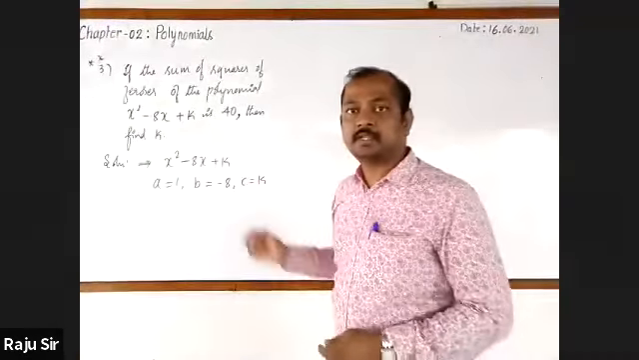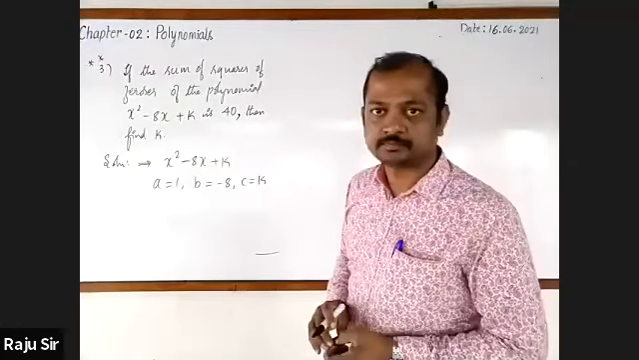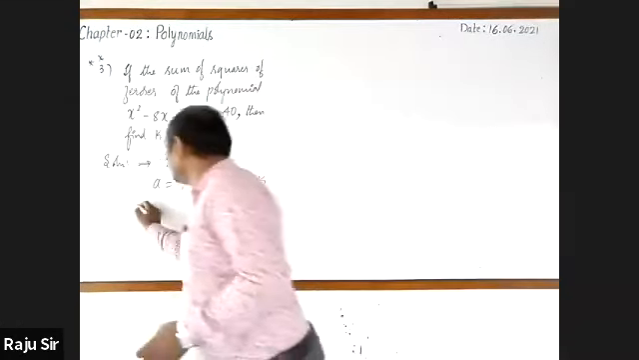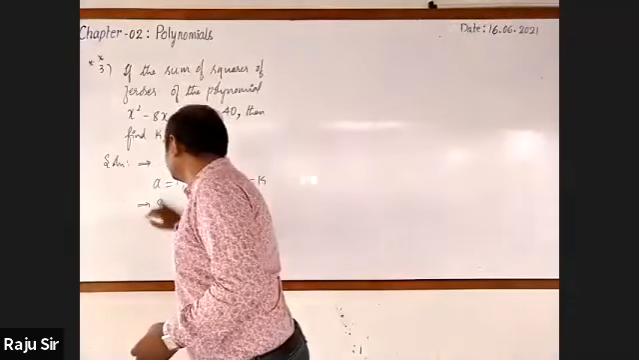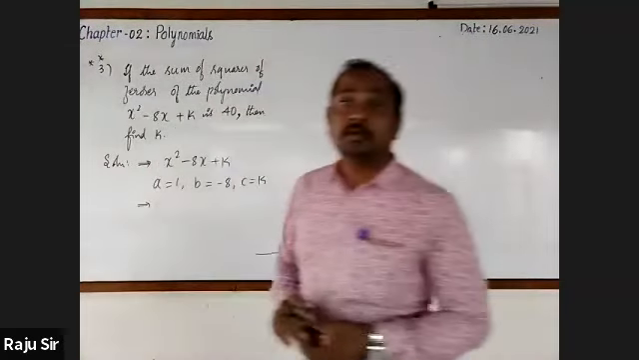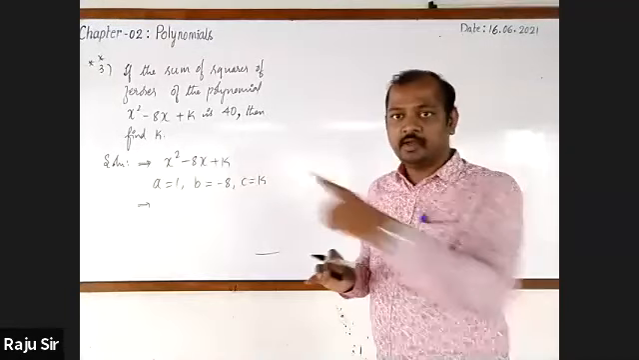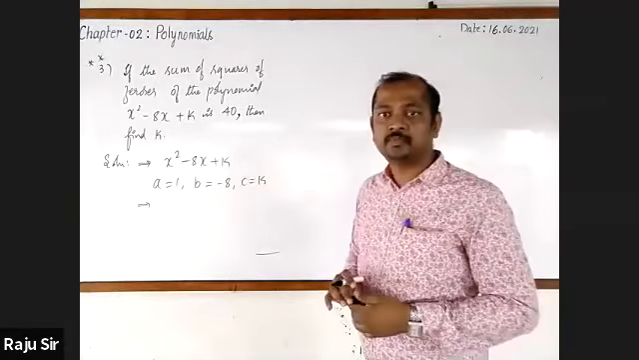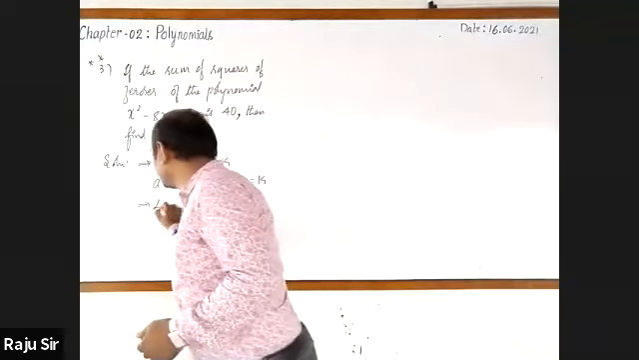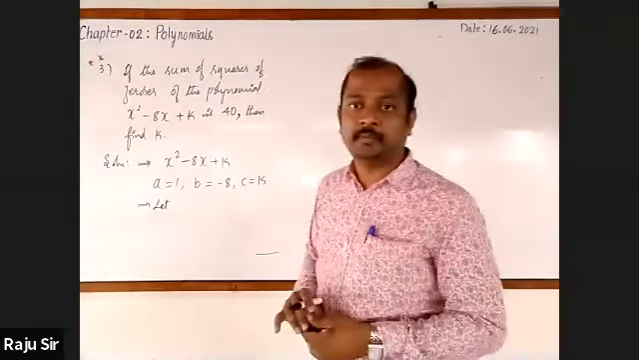Let us find the sum and product. Here we do not know the zeros, so we have to assume. Let us assume the zeros are alpha and beta.